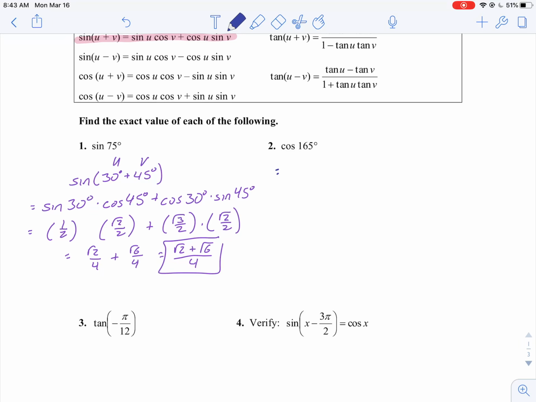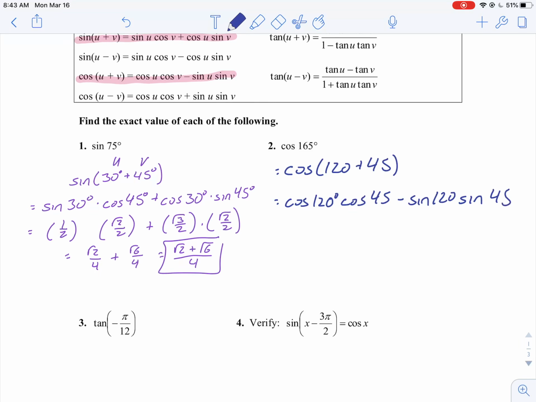So I'm going to say the cosine of 165 is equivalent to the value of the cosine of 120 plus 45. Now, since I'm using the cosine function and addition again, I'm going to use this third option. So this is equivalent to the cosine of 120 degrees times the cosine of 45 degrees minus the sine of 120 degrees times the sine of 45 degrees.